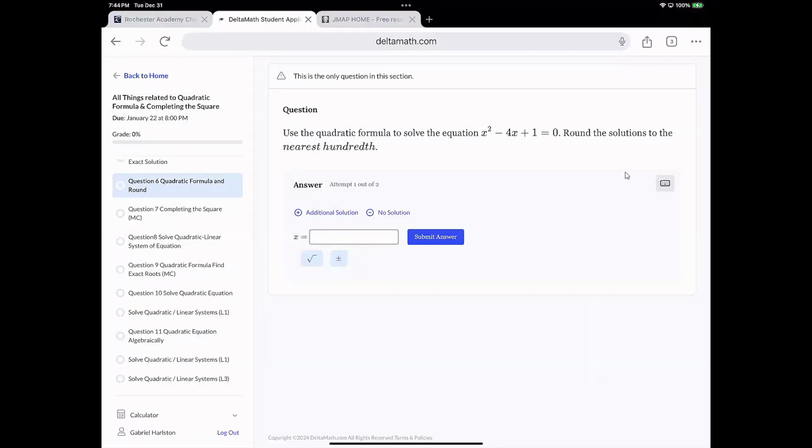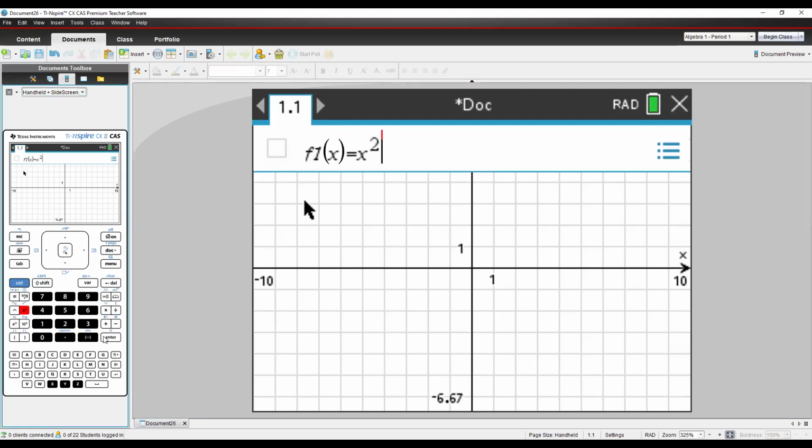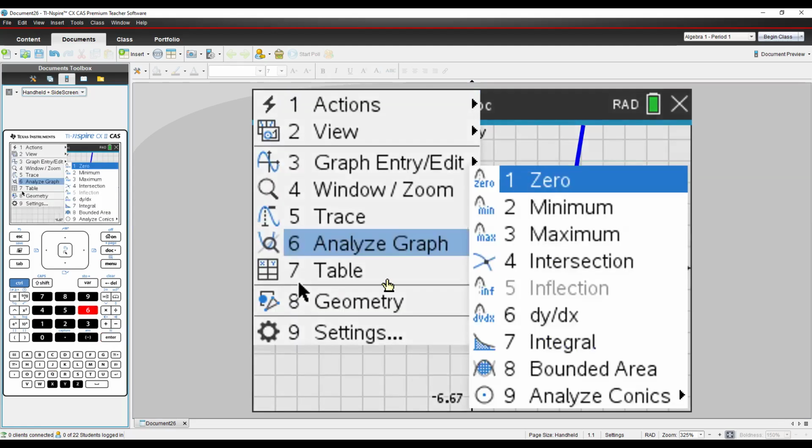Now, all I need is my calculator. Let's make this all the way large. I'm going to type in the equation: x squared minus 4x plus 1. Whoops, I put a Q there, I'm glad I caught that. Press enter. There's the graph. When they ask for the solutions, they just want to know where it crosses the x-axis. So we can use menu 61, which is the zeros. Zeros, roots, they're all the same.